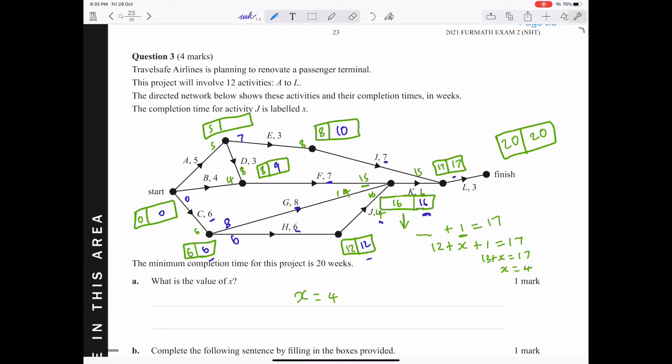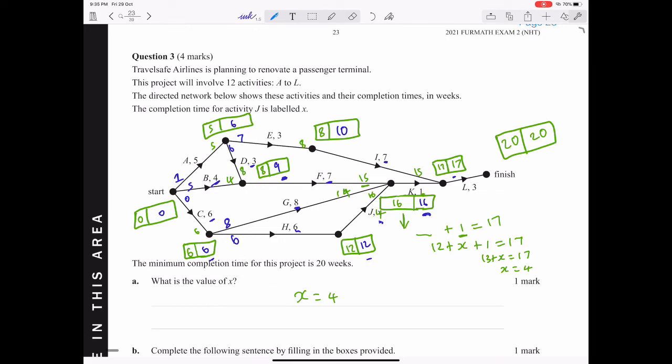And now we can go back to here. 9 minus 3 is 6. So smallest number goes in the box. 6 is over there. 6 minus 5 is 1. And 9 minus 4 is 5.